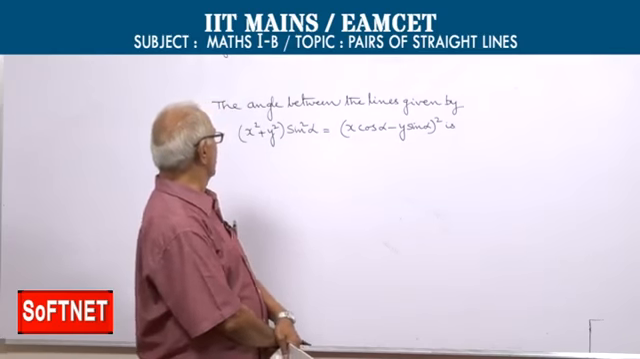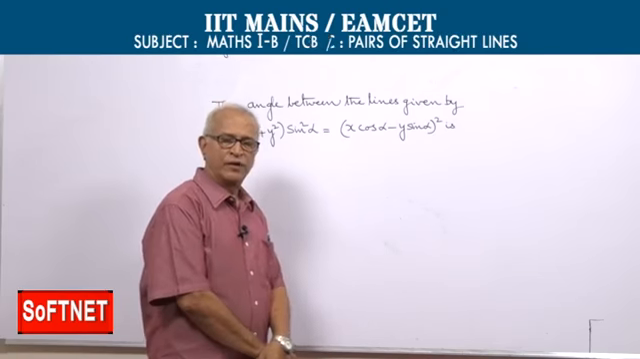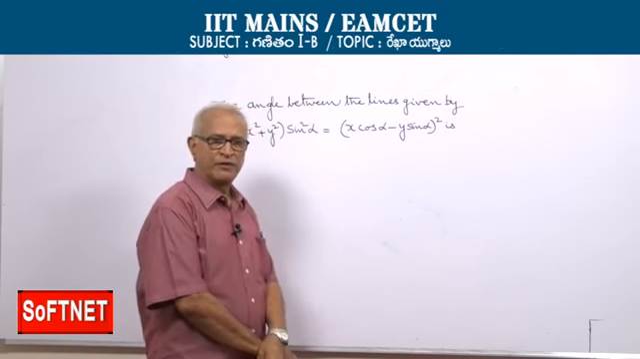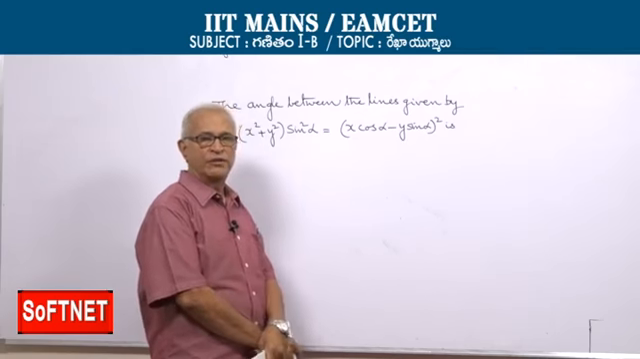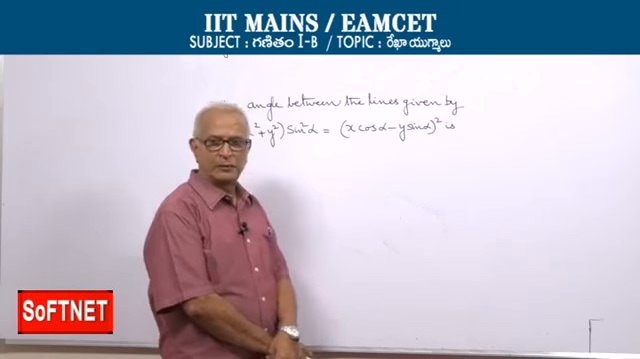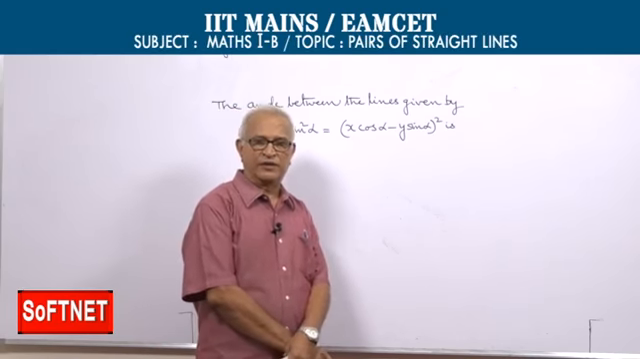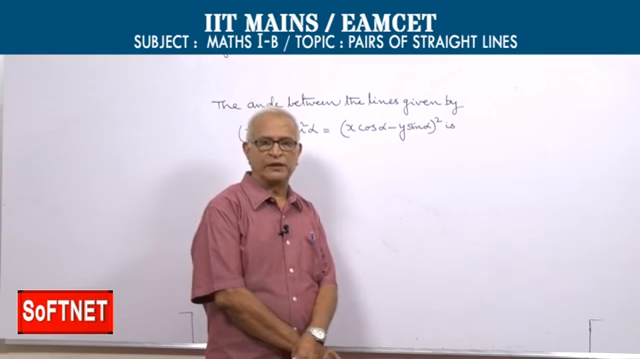What is the angle between the lines given by these two equations? First of all, let us write the equation in the standard form, ax square plus 2hxy plus by square. One can easily see that this is a homogeneous equation of second degree in x and y. So let us put it in the form ax square plus 2hxy plus by square equal to 0, so that we can safely apply the formula for the angle between the lines.